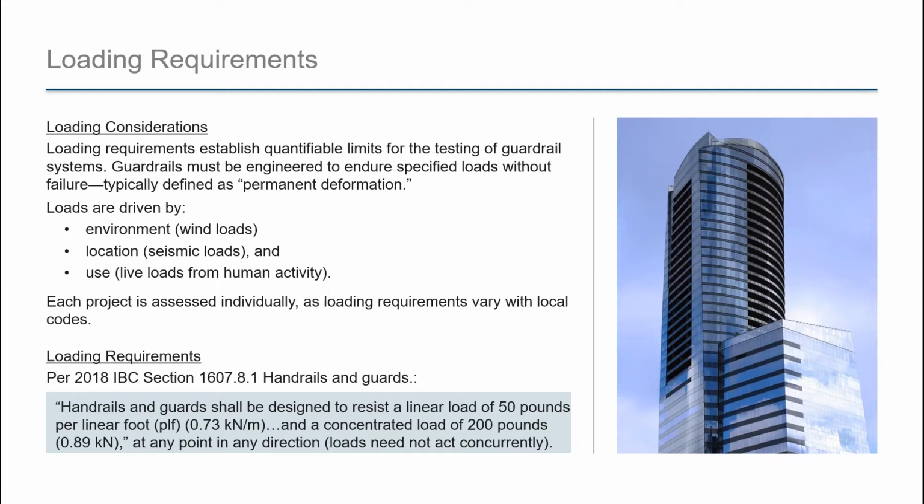These live loads almost always control for interior applications. This load requirement has essentially been unchanged for 30 years and is used as a way to design a system for an abrupt load a guard might see if a person falls into it, for the 200-pound concentrated load, or for multiple people leaning on it, which is sort of what the 50 pounds per linear foot represents.